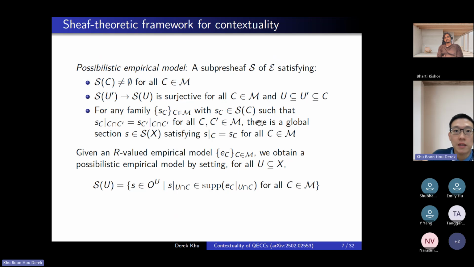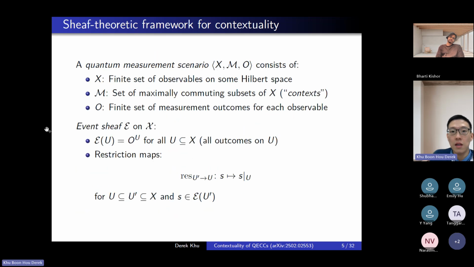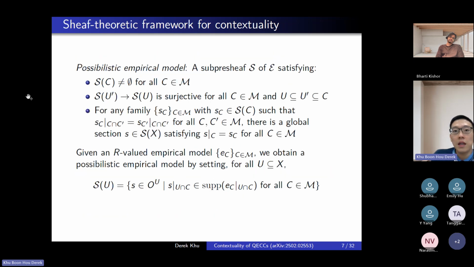So now we could talk about the probabilistic empirical model. And this is really a sub pre-sheaf of the event sheaf E. So the event sheaf is all the possible outcomes. So to each section, you assign all the possible outcomes. And so a probabilistic empirical model would be a sub pre-sheaf of that. So basically, for every subset of X, you assign a subset of the possible outcomes, which you say are the possible ones in your model.